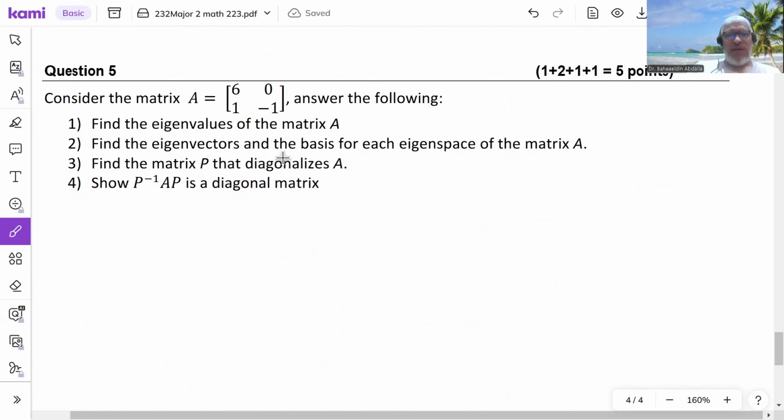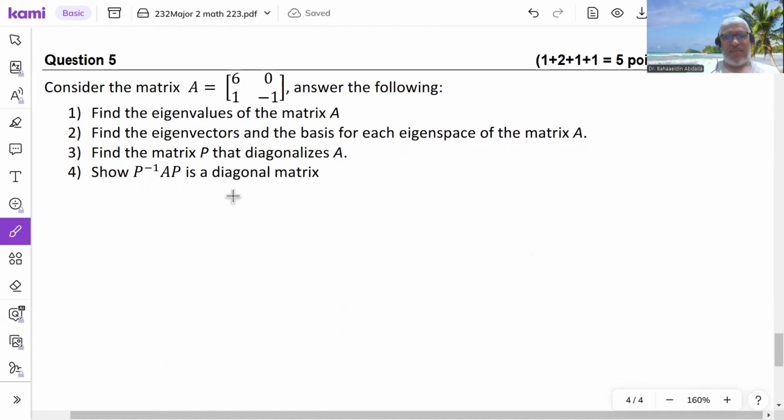The last question, A is a matrix. This is 0. So it's a lower triangular matrix. And if the matrix is lower triangular or upper triangular, then the eigenvalues are clear.